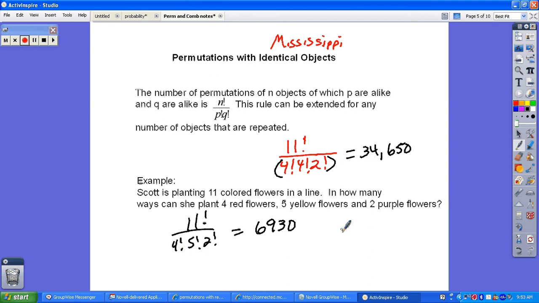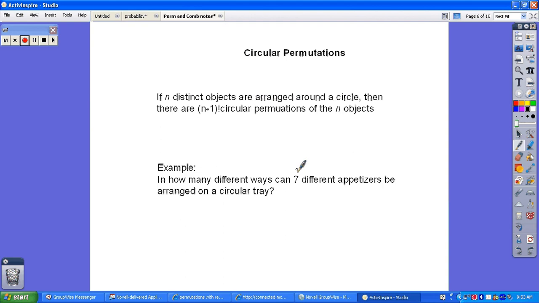Okay? So moving on to the next slide, we are going to go to circular permutation. So this is where you arrange them in a circle. An example of this would be a charm bracelet, because you know a lot of people have several charms, but it's in a circle.